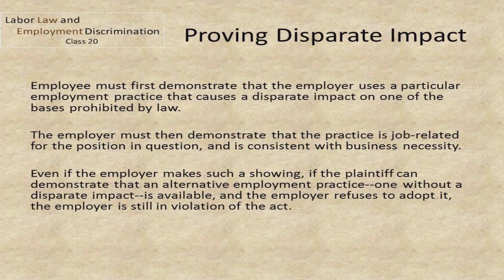All right. Once the employee shows that, they've pretty much made what we call their prima facie case. Excuse me. So now the employer must demonstrate that the practice is job related for the position in question. It has to be job related and consistent with business necessity. So once the employee has made this prima facie showing that your practice has a disparate impact on a protected class, then the employer must show, look, this practice is job related for the particular position and is consistent with business necessity.